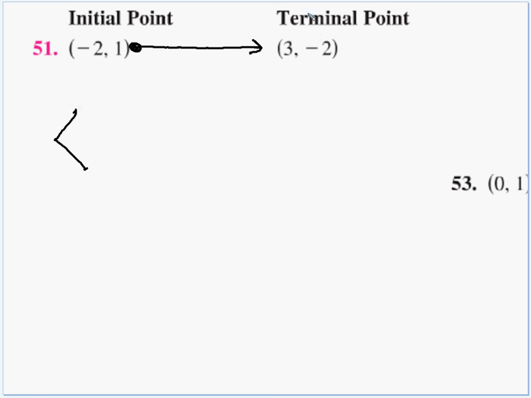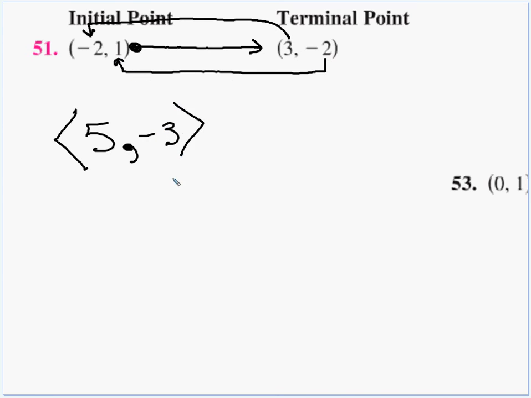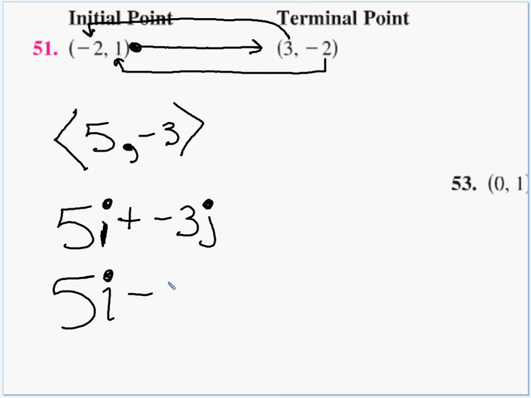Remember, we always subtract terminal minus initial. So this is going to be 3 minus negative 2. 3 minus negative 2 is 5. And then we're going to go negative 2 minus 1 more. That's negative 3. So now to turn it into its i's and j's, after the 5, we give it an i. And we could write it like this, plus negative 3j. Or if you don't like the look of the plus and negative, we could just make that a minus. 5i minus 3j.